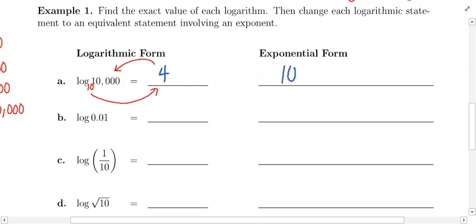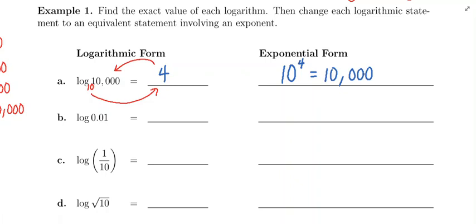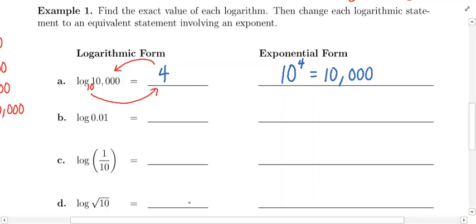If we take the base and raise it to the fourth power, we're going to get 10,000. So this is saying the same thing that the logarithm does, but there's no logarithm involved in the equation. Okay, let's try another one.